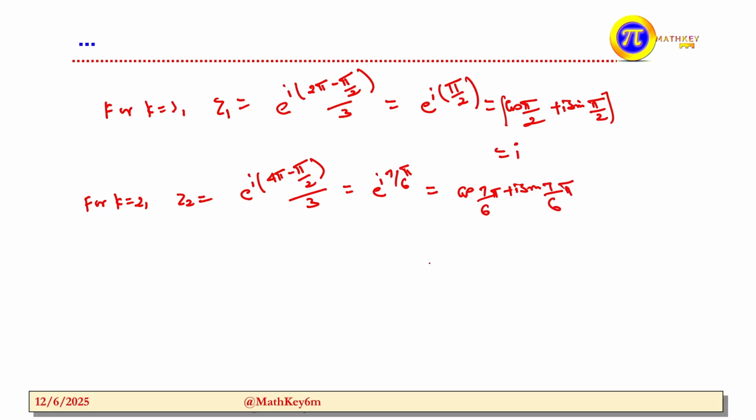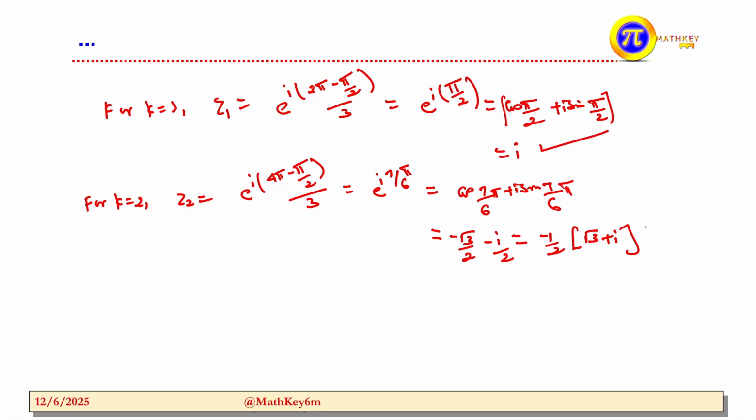You know, 7 over 6 pi lies in the third quadrant. In that case, cos is negative. This is negative root 3 over 2. Similarly, sine is also negative. Here it is minus half. If you want, you can express this in the form: take negative half common and it becomes root 3 plus i. So this is the other root.